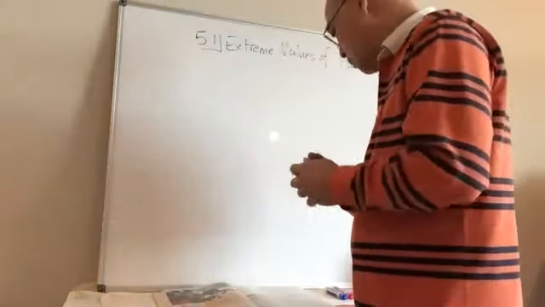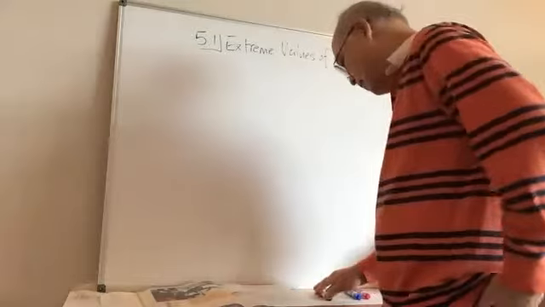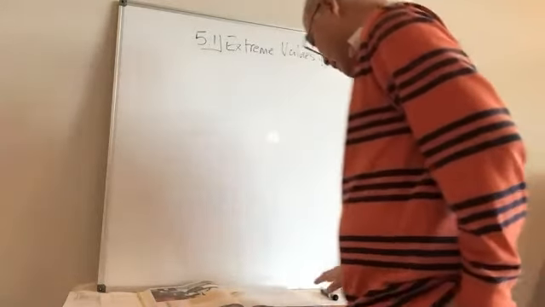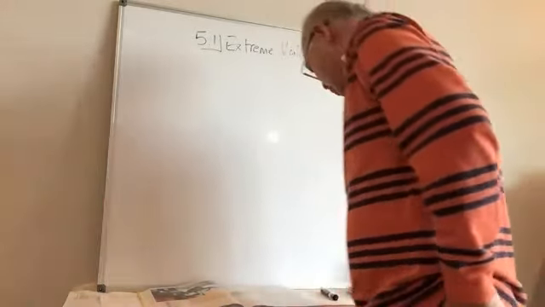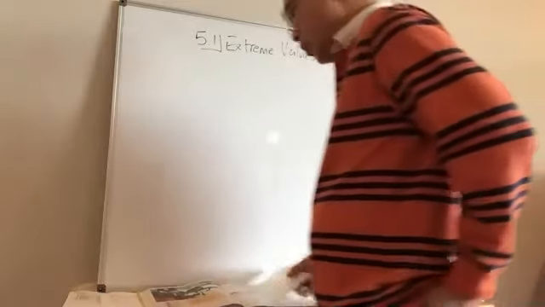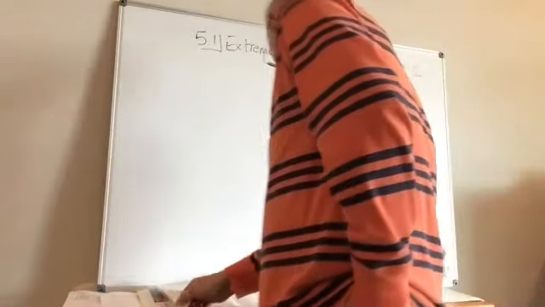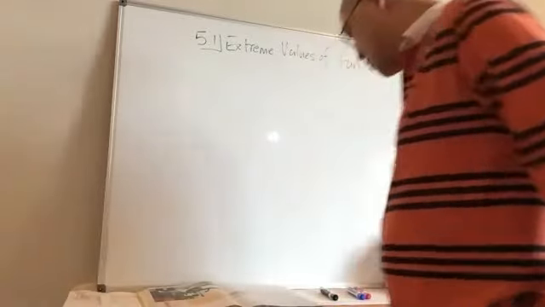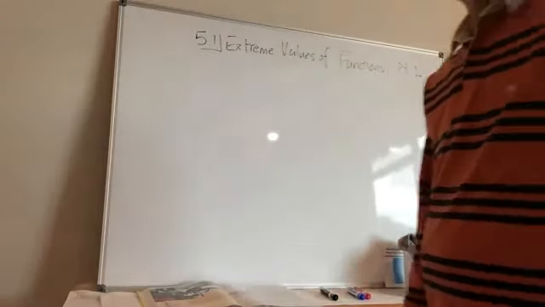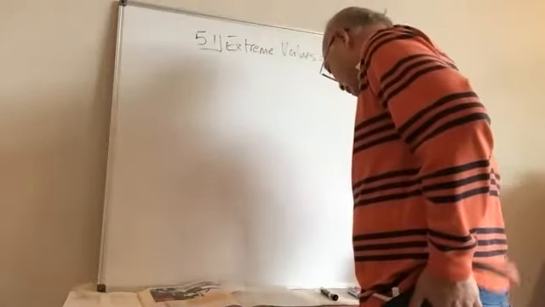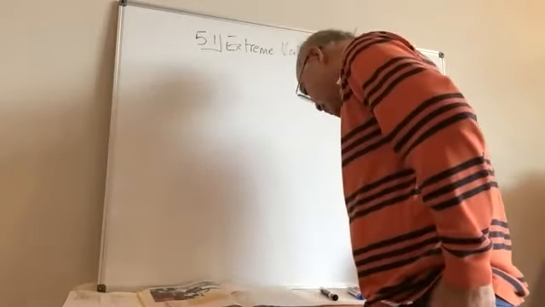5.1, extreme values of functions. Let's go to page 193. As we know, there are absolute extreme values and then there are local extreme values. Let's talk about the absolute extreme values first. Let's look at the green box in the middle of page 193, where there's a definition of absolute extreme values.